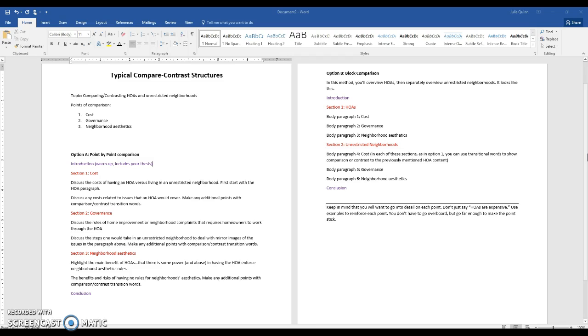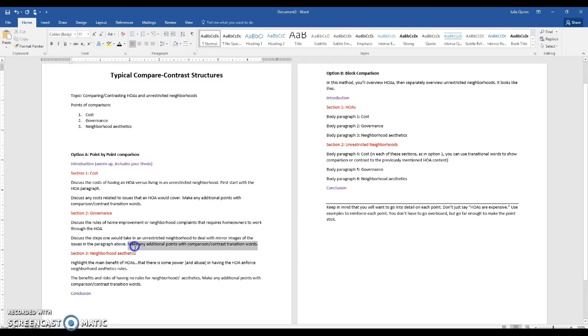The sections don't have to be completely separate from one another. They're going to have some relationships to one another. So if you set your paper up in this fashion, what you're going to want to do is, of course, have an introduction paragraph. That's what's highlighted here in purple. And then you're going to organize it by the first section: you start with HOAs because HOA comes first in your topic. So you're setting it up. If you mention HOAs first, you mention HOAs first in the structure for consistency. So you have a paragraph about HOA costs, and then you have a paragraph about unrestricted neighborhood costs in general. And then you have 2 more paragraphs on governance, and then 2 more on neighborhood aesthetics.